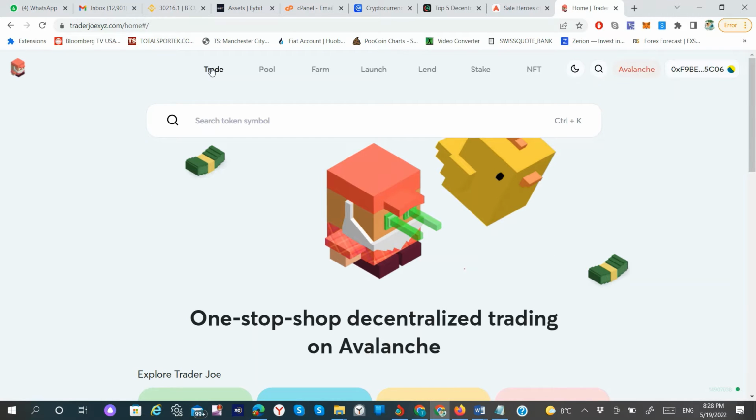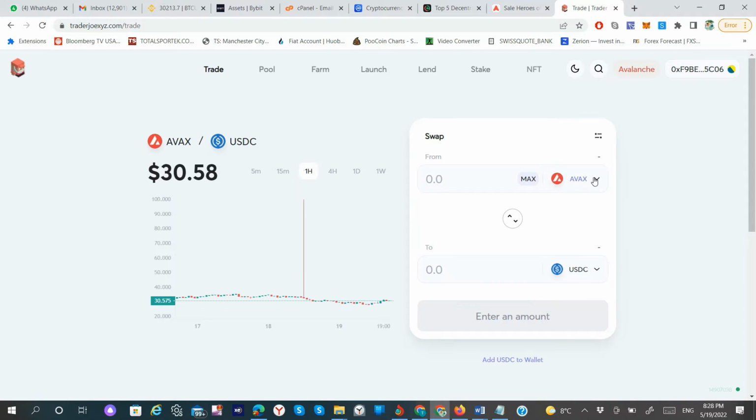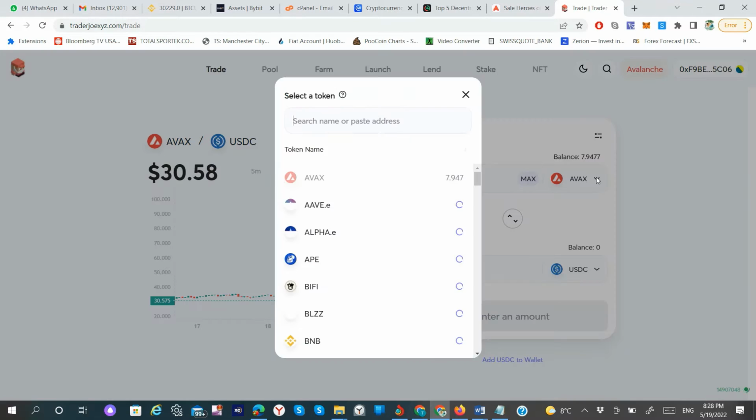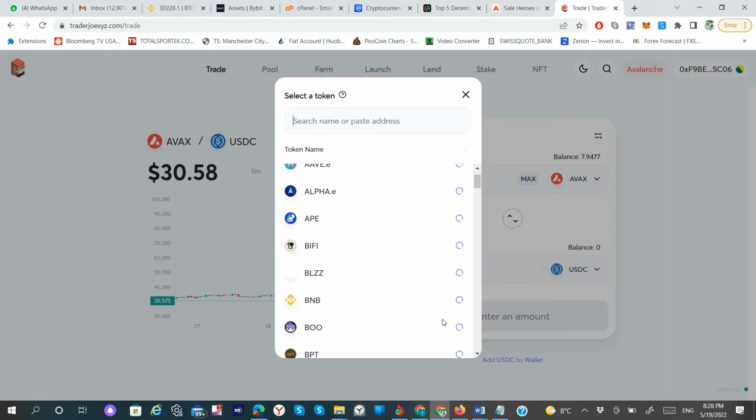So go to trade, and here I want to know the cost. I could check here. You can see the cost of Avax today. This hit $100 the last 3 weeks, but now because of the stock market situation, the price went down. So you see the line of some tokens I have here from Avax. I can exchange it here for USD value.